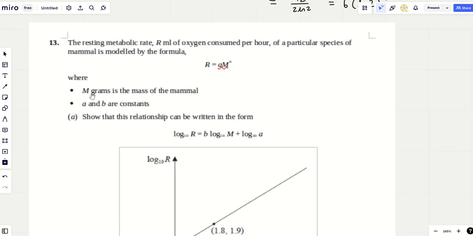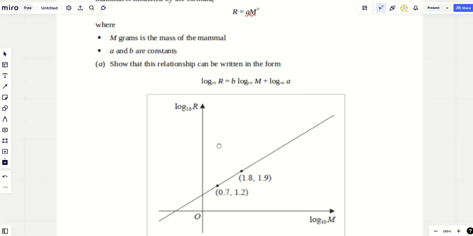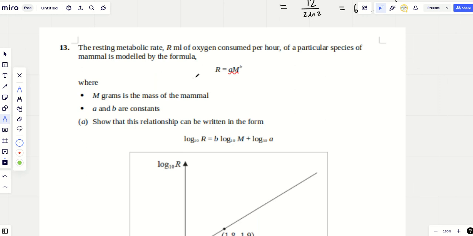Okay, 13. Okay, I find these ones a little bit annoying, really. The log modelling ones are a bit, I don't know, I'm not that excited about them. Show that this relationship can be written like this. Well, just take logs of both sides. And I guess they want us to do it base 10.